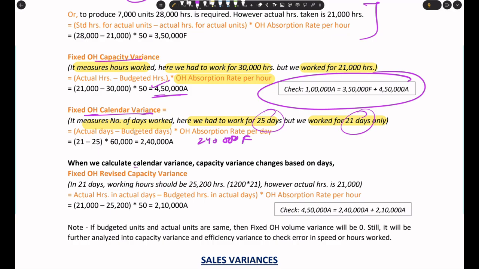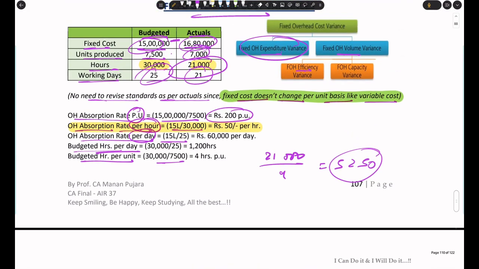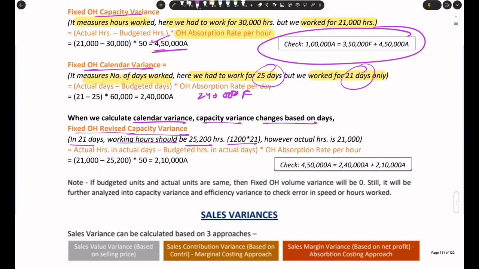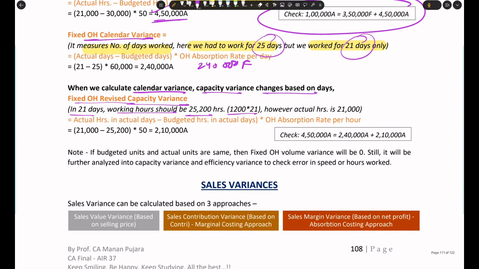Okay, when we calculate calendar variance, capacity variance changes based on days. Fixed overhead revised capacity variance: in 21 days working hours should be 25,200, that is 1200 into 21. That is based upon this 1200 hours, the budgeted hours per day, into the number of days worked, that is 21. So by multiplying we get 25,200. The difference is like this is standard, this is actual, so this is an adverse answer.